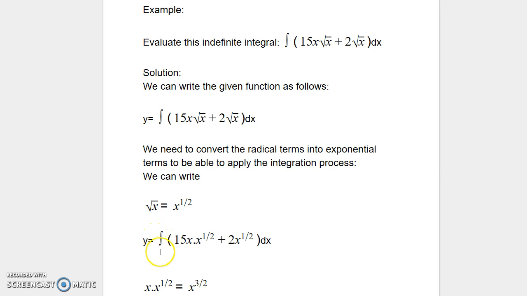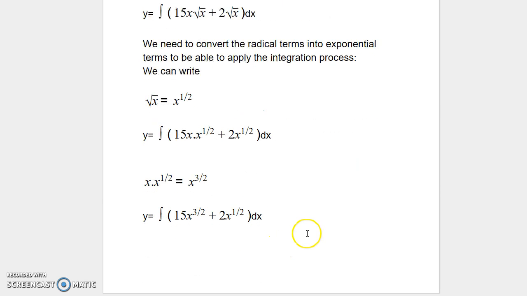Y is equal to the integral of 15x, times, instead of square root of x, we've replaced it by an exponential term, x to the power of half, plus 2 times square root of x, which we can also write as x to the power of half as shown here, the whole thing dx. Okay, now we want to combine the like terms.